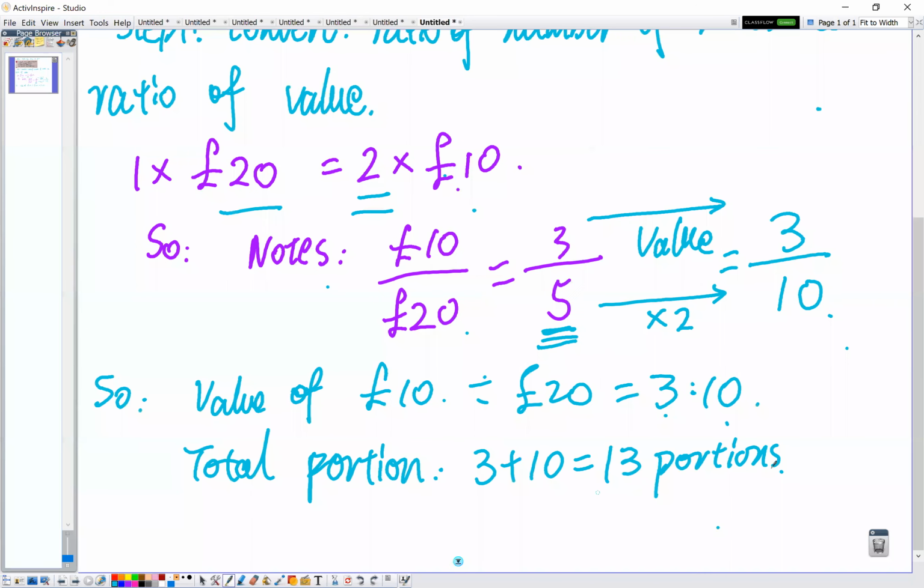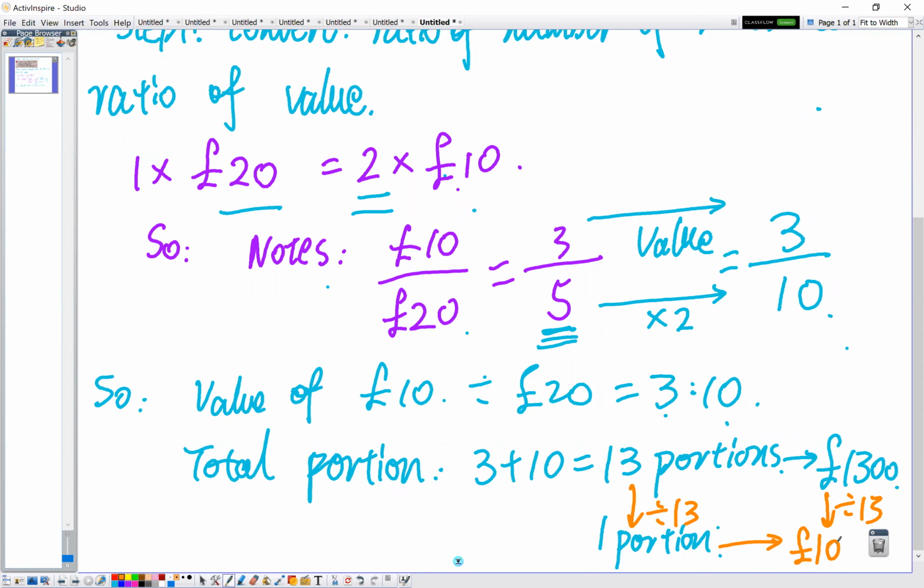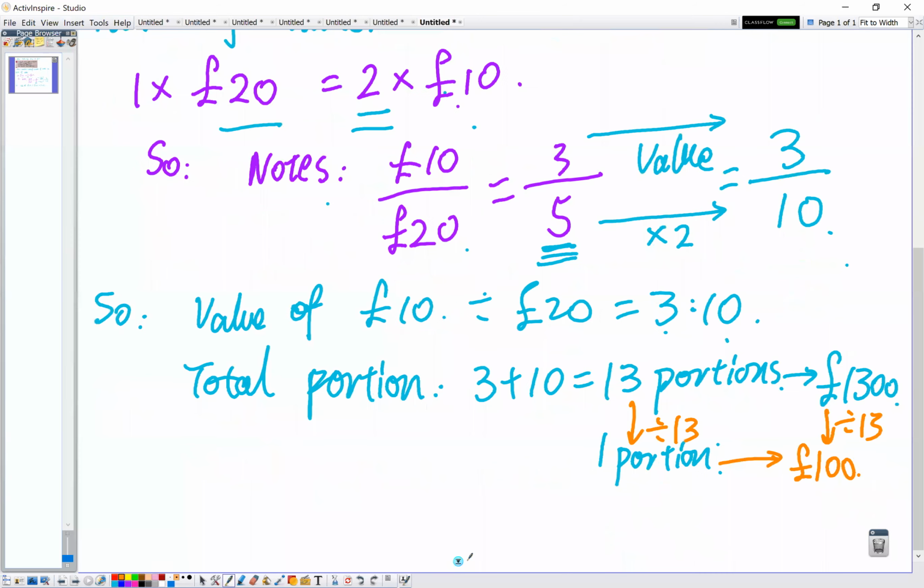This 13 portions is £1,300. So 13 portions is £1,300, and you can find out one portion. From 13 to 1, we divide by 13, just the right hand side divide by 13. So you can say one portion becomes £100. See, we found one portion already.